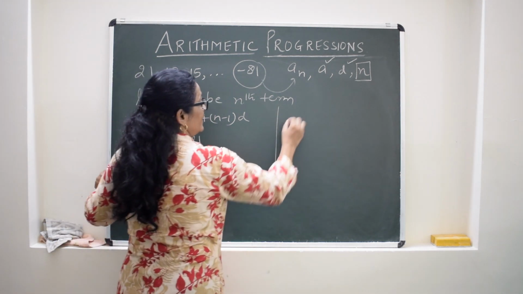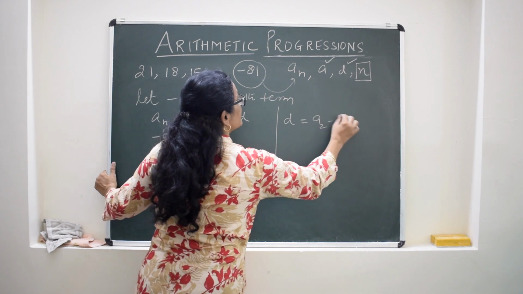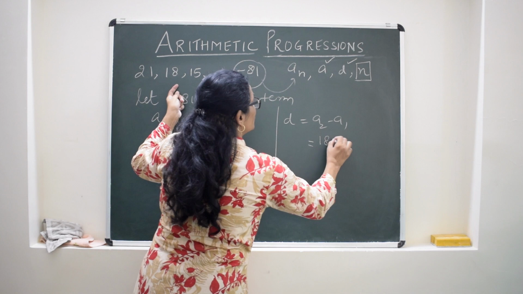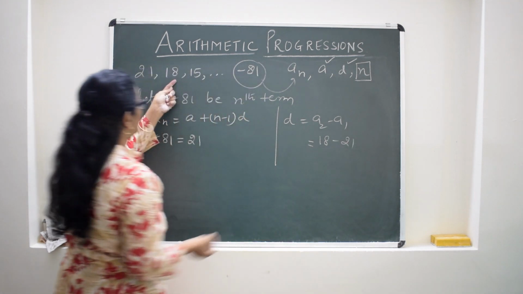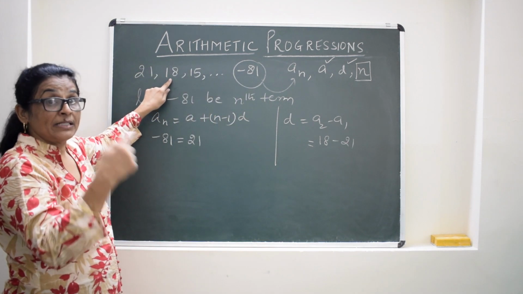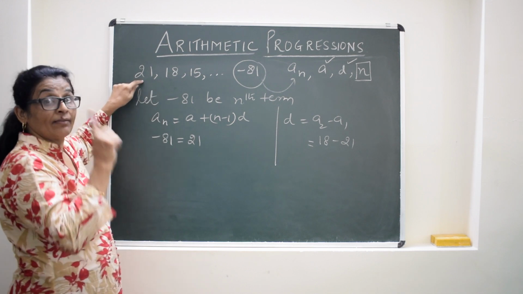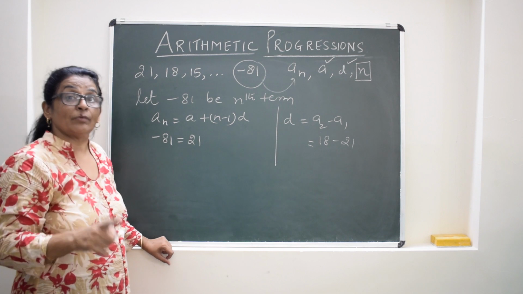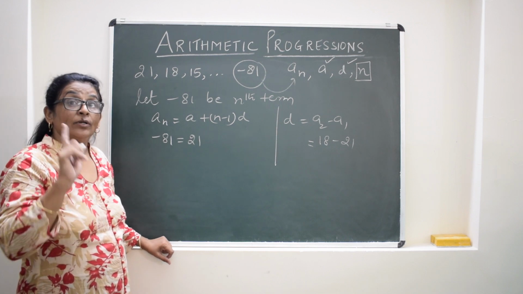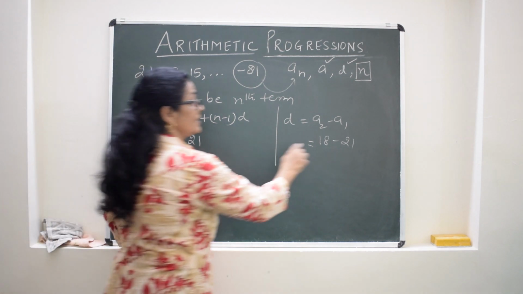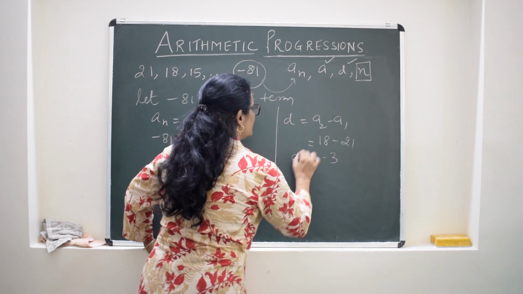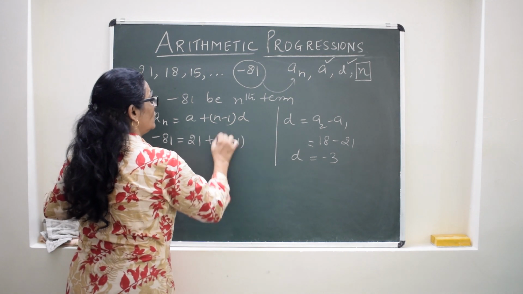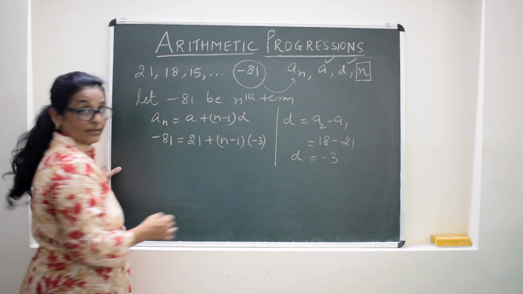So substitute the values. Minus 81 is equal to, here a is 21. Now d is a2 minus a1, and what is a2? 18. So you have to be careful when the next coming term, means a2, is lesser than a1. In that case d will be negative. We had discussed earlier already that d can be positive, d can be negative or d can be 0 also. So in this case d is minus 3. So here we will substitute the value of d as minus 3.